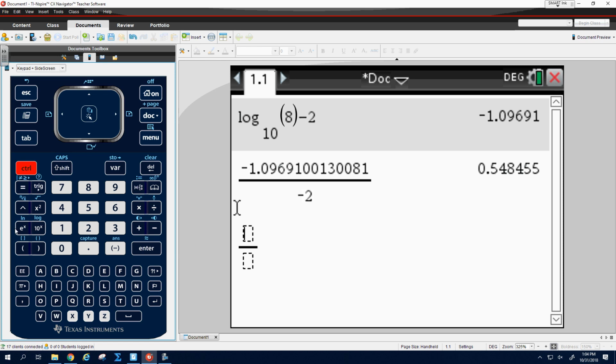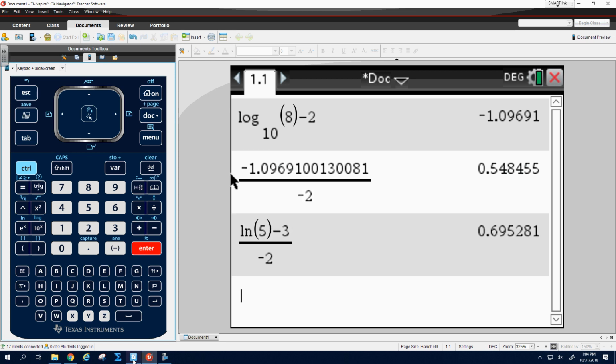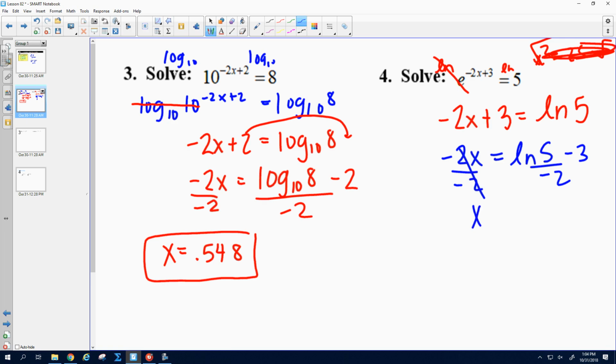So we've got the natural log, and everybody should be doing this with me. Okay, you got to get out of your parentheses here. That is very important. So ln of 5, then subtract 3. And then go down and you divide by -2. And Harrison, what did you get? I got 0.695. Okay, good. Good, good. 0.695.